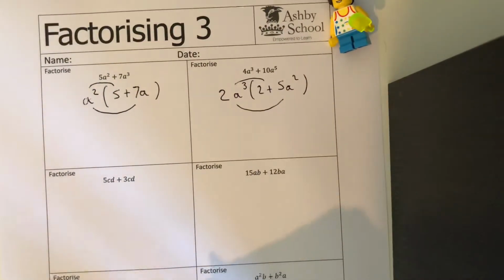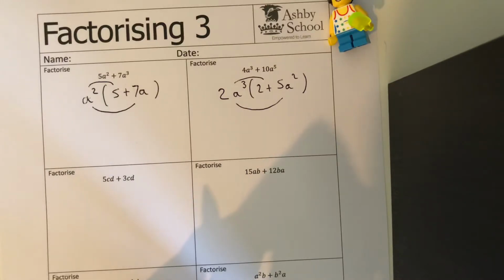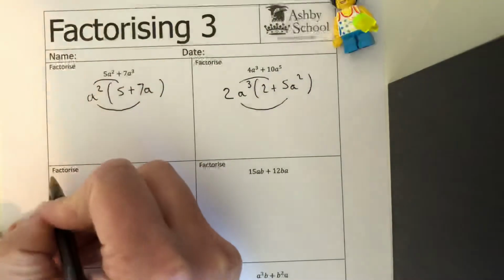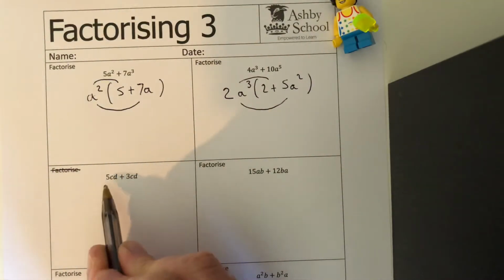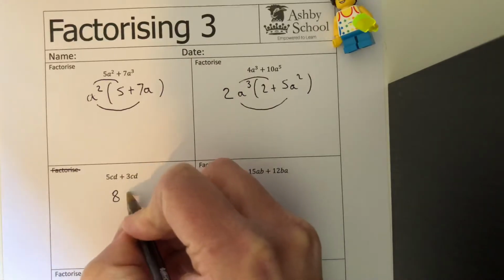Okay, so this one, again, we haven't got the powers, but we've got lots of different letters, which is nice. 5CD add 3CD, okay? Well, this one is literally a bit of a trick question, because you'd say, well, hold on a second, like terms, CD, CD, I could just match them together. So this one here, we haven't got any factorising. We don't need to worry about it. I'll tell you why. Because 5 somethings add 3 somethings gives you 8 somethings.